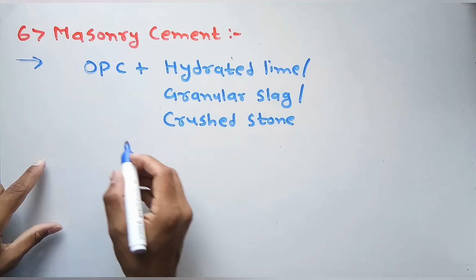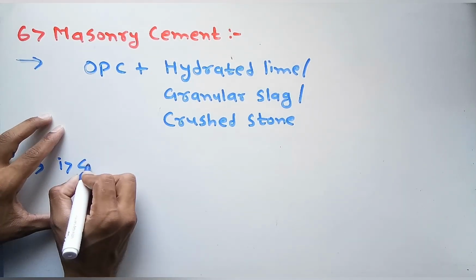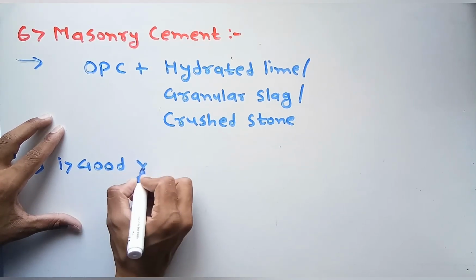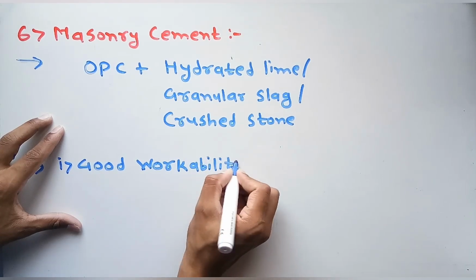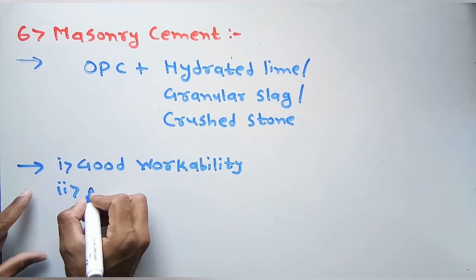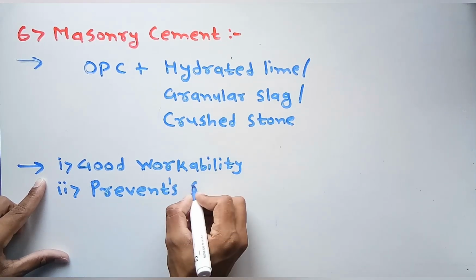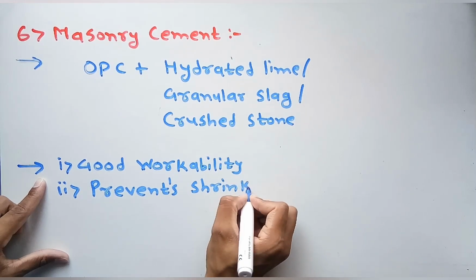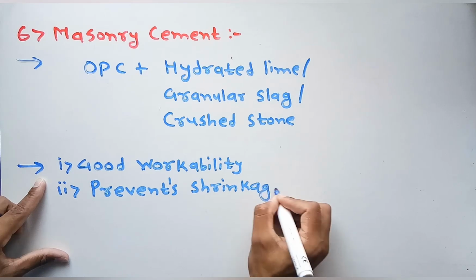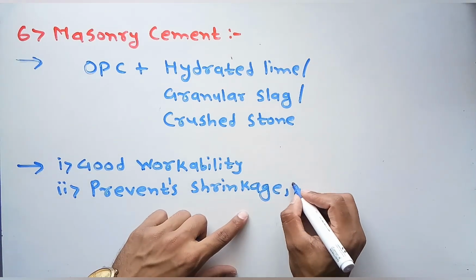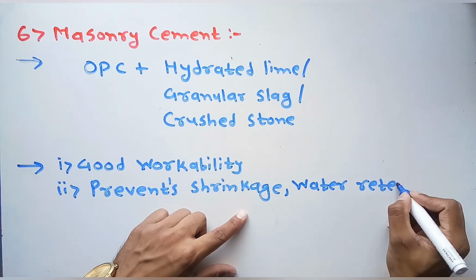Now we will see some properties of masonry cement. It gives good workability. Along with that, it prevents shrinkage, and along with that, it also improves water retentivity.